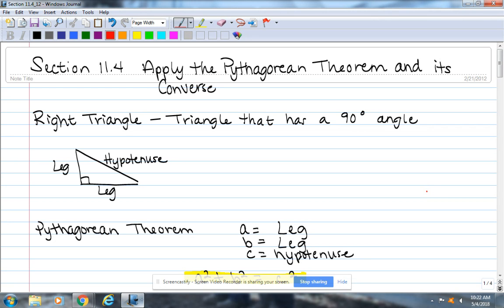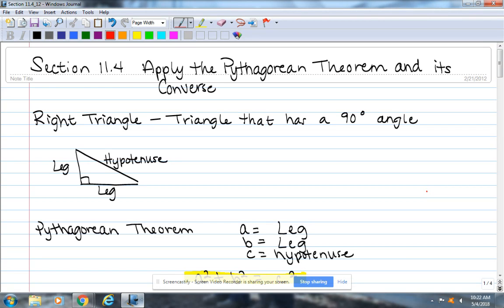Same token, can you have more than one obtuse angle in a triangle? What does obtuse mean? Larger than 90, for the same reason. You can't have two angles that are larger than 90.